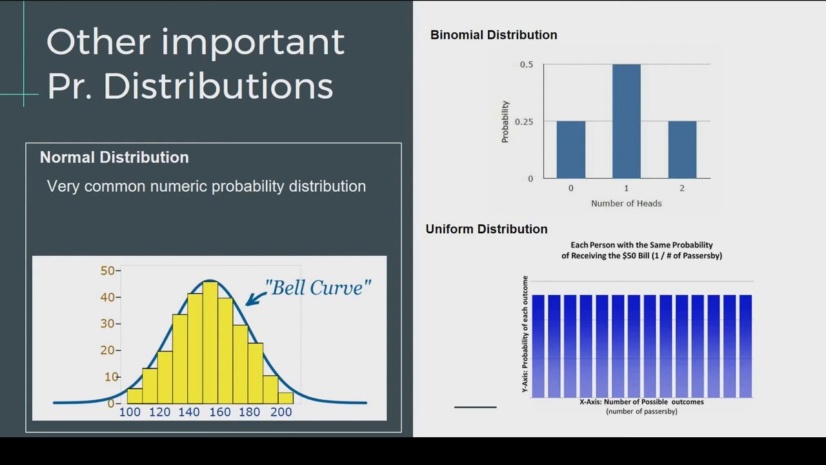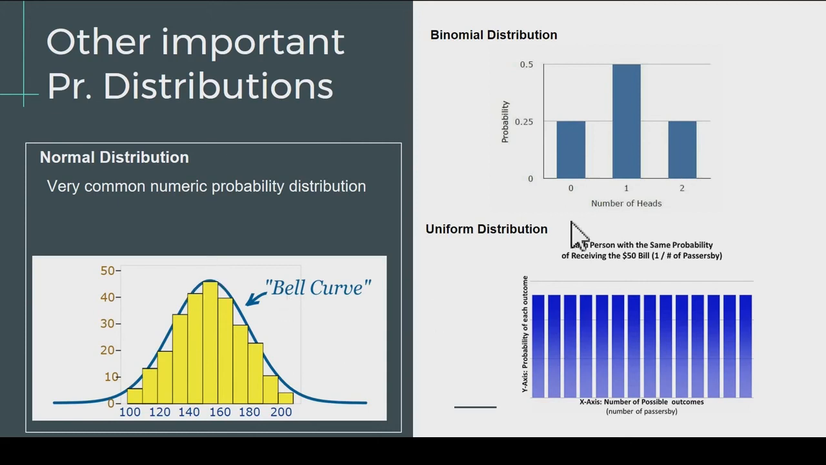Then binomial distribution. Binomial distribution is used in scenarios like, let's say, you want to understand the chances that if you flip a coin 10 times, you get heads 10 times straight, right? So those are different types of use cases where a binomial distribution can be useful.